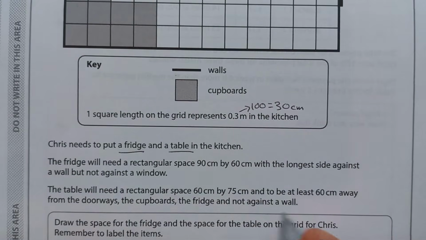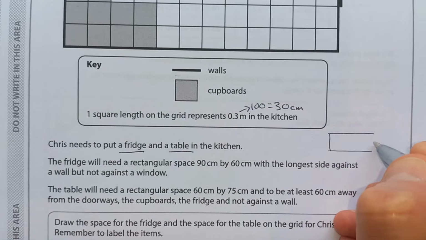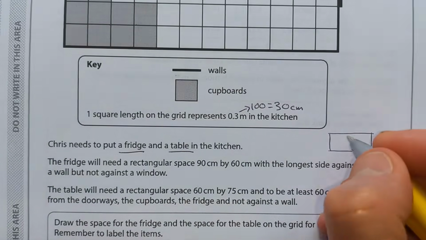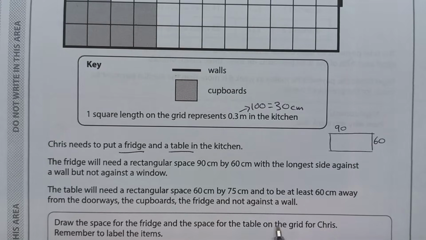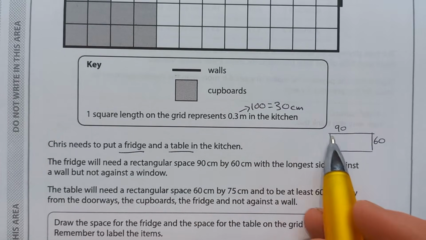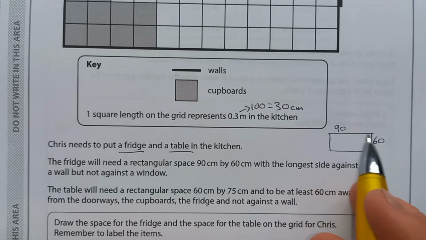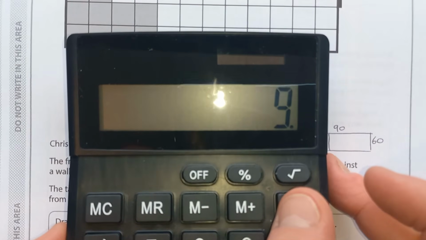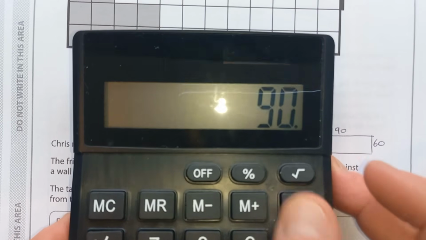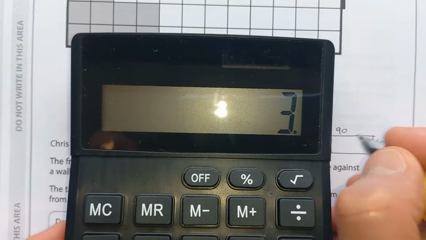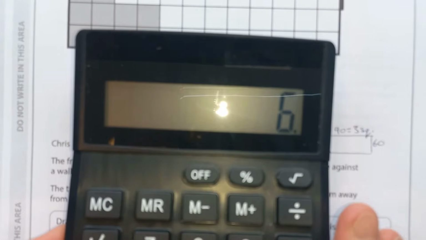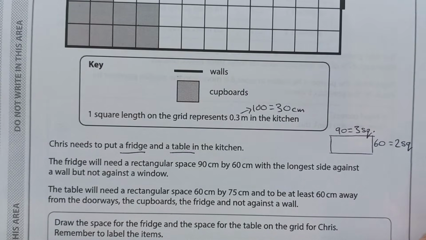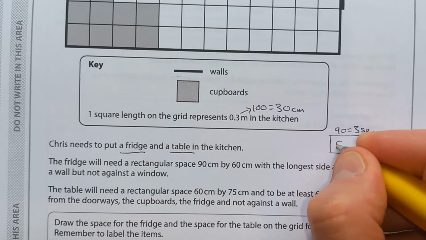So we can think about our fridge. Well, it's a rectangle, 90 by 60. So how many squares are we going to need? Well, if 1 square is 30, we want to say, how many 30s go into 90? So 90 divided by 30 is 3. So that's going to be 3 squares. And we can do the same with the 60. 60 divided by 30, that's going to be 2 squares. Okay, so that's for our fridge.